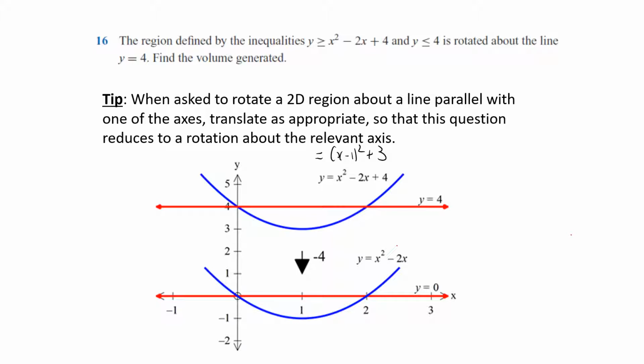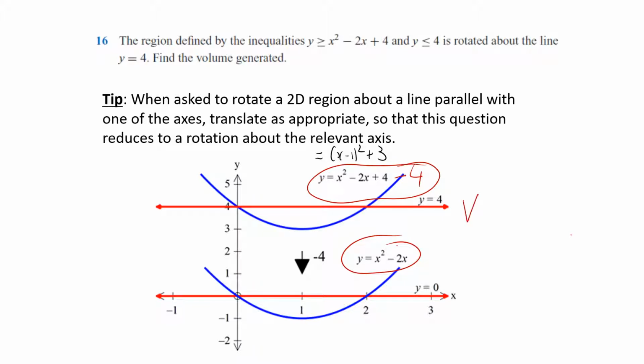And now you can see what we've done. We've just subtracted 4 from the rule to make it y equals x squared minus 2x. So the rule has undergone that transformation. If it was a shift to the left, in order to rotate it around the y, we replace x with x plus 2, for instance. You guys should be very familiar with the transformations.